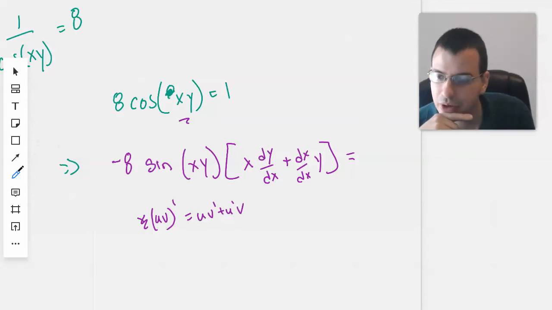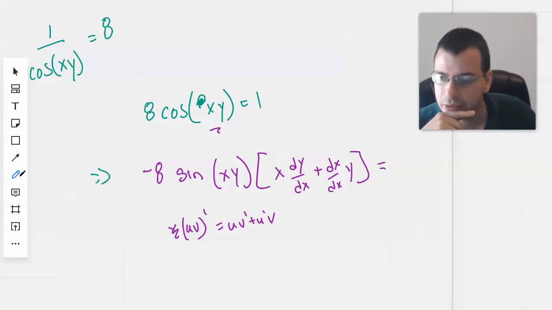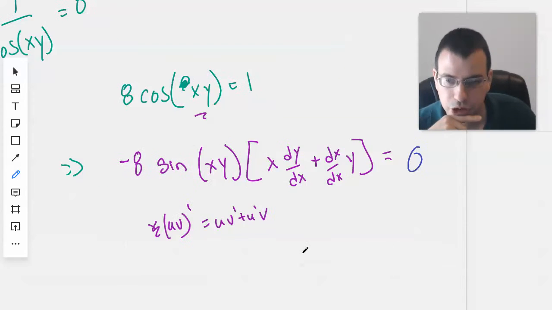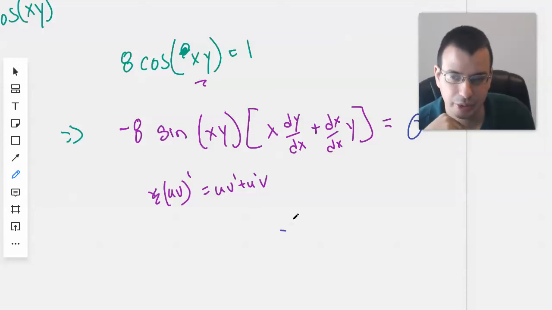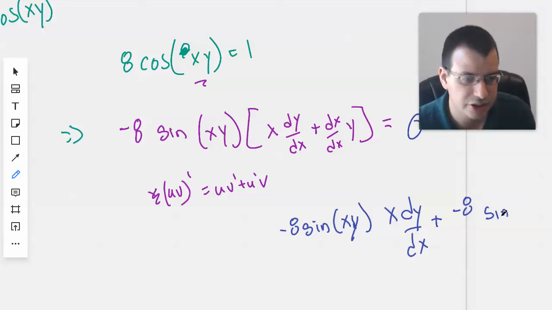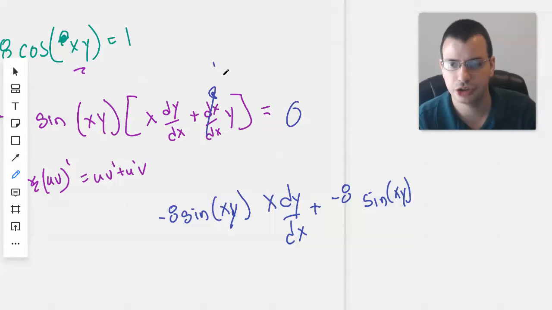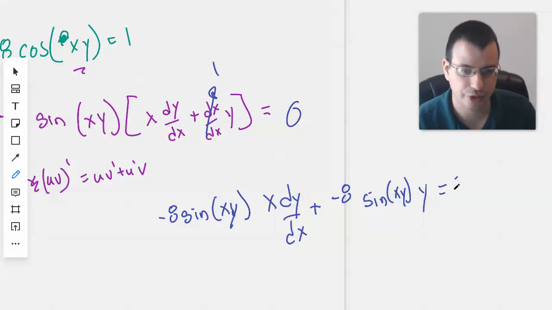and can we rewrite this? Oh, we need to solve for dy/dx now. Okay, okay. And that equals 0. So we're going to expand this out a little bit. Negative 8 sine of xy times x dy/dx. Okay, that's good. Plus negative 8 sine of xy. This is a little bit longer than I thought. This goes to 1 times y equals 0.